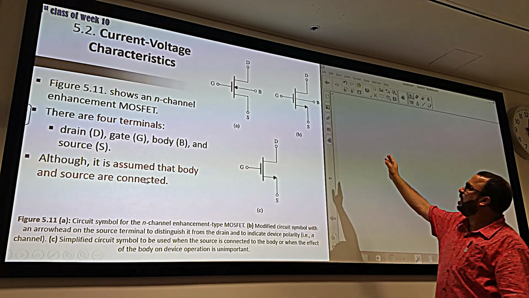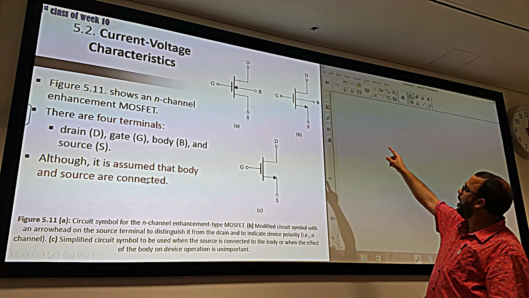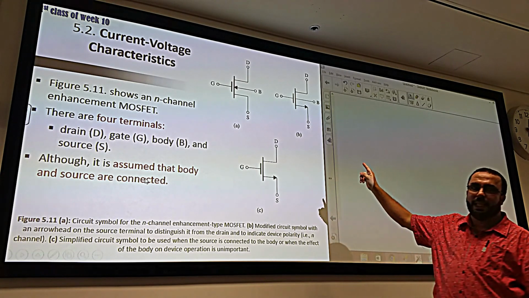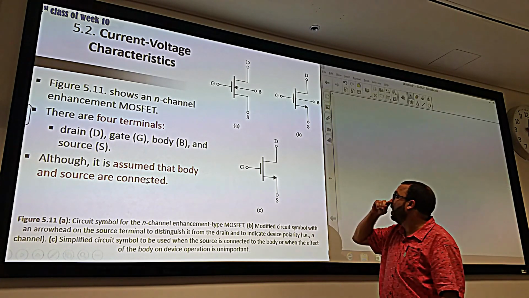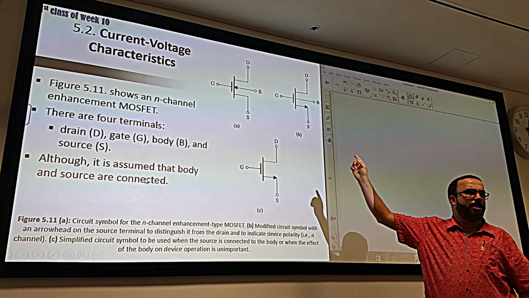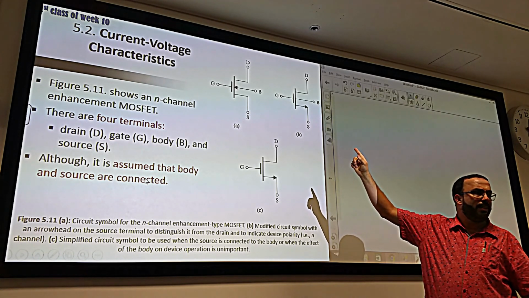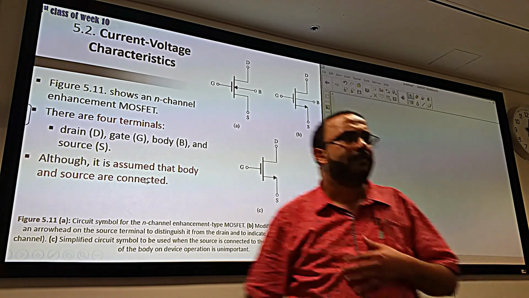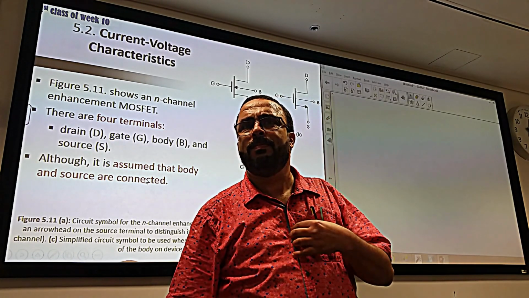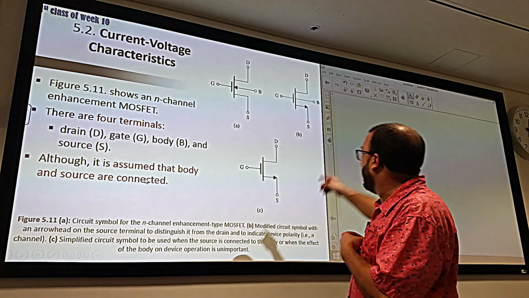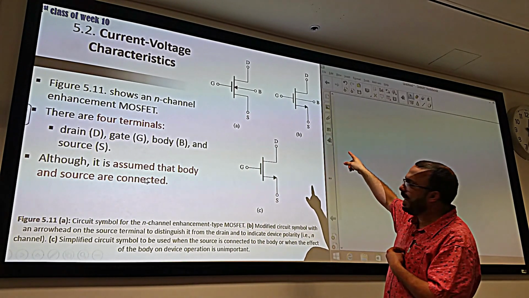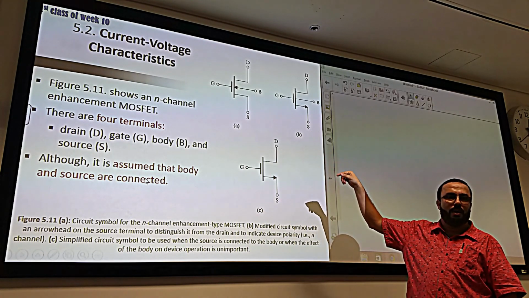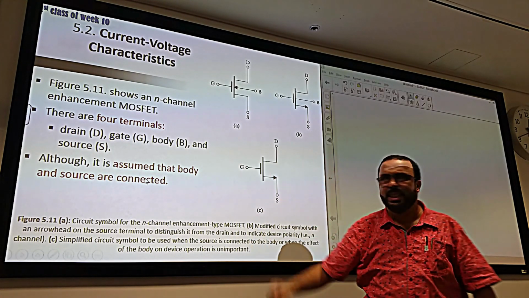Alright. The second symbol is similar to that. However, the arrow, instead of being on the body terminal, we put it on the source terminal, and it shows the direction of the current. Do you see that? The direction of the current in the NMOS is from where to where? From drain to source, exactly. So it comes into the drain and gets out of the source, and that's why the arrow is out of the source. Did you get that? Good.